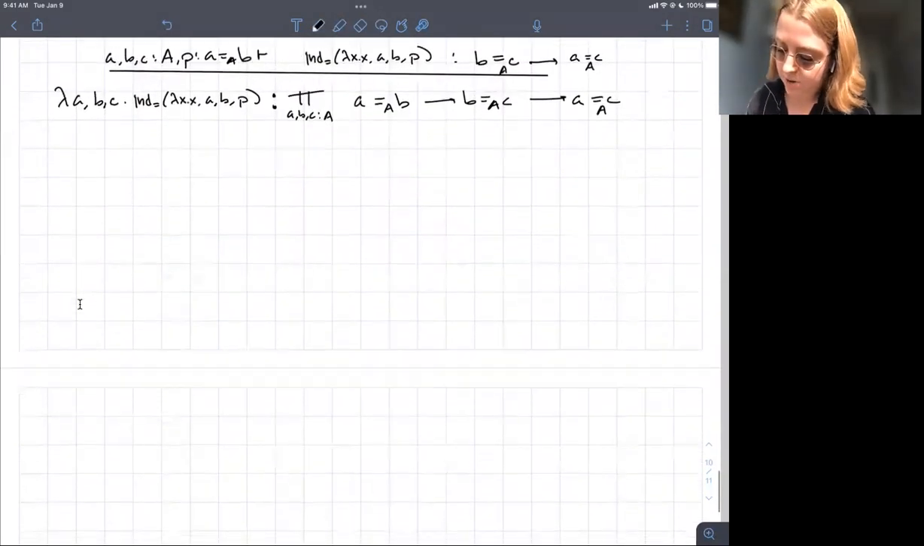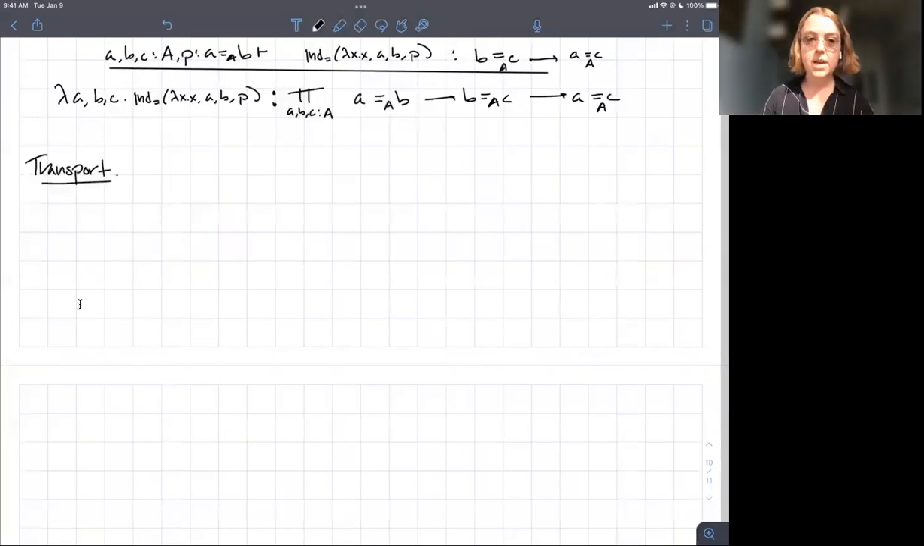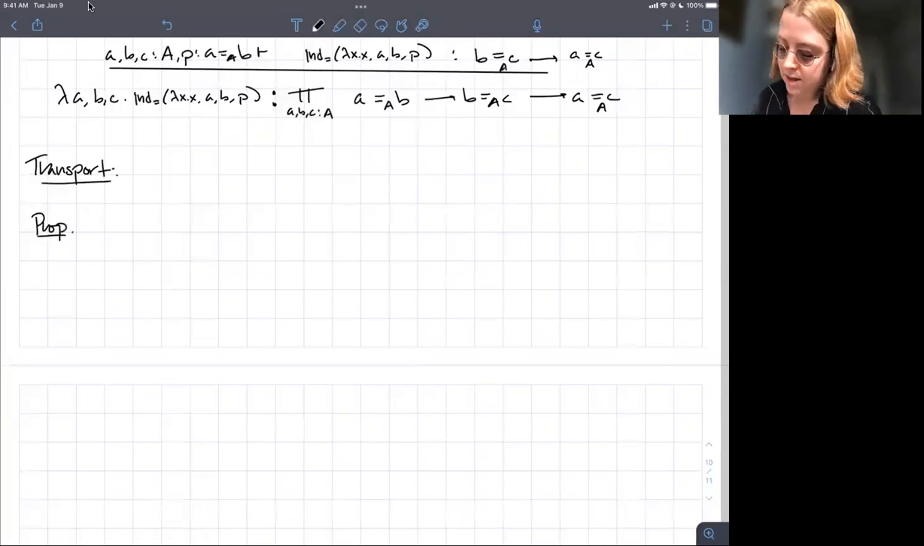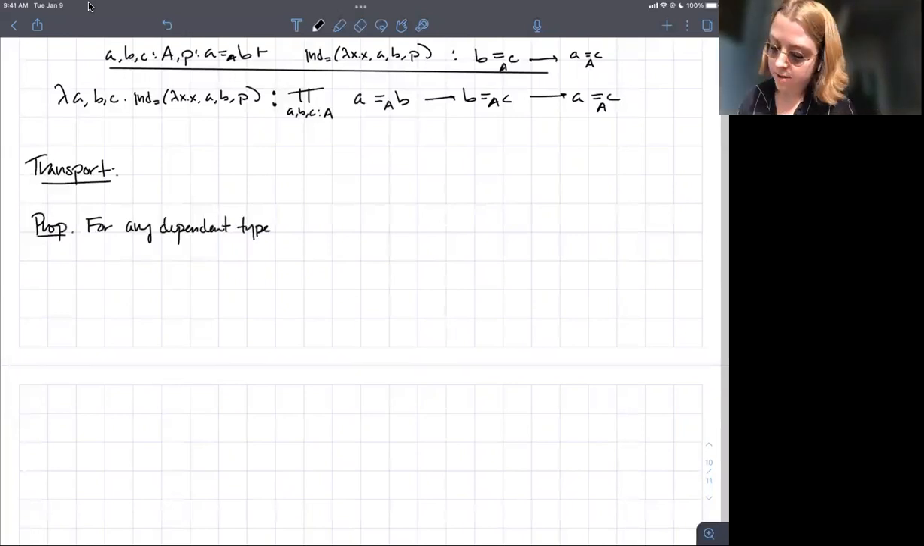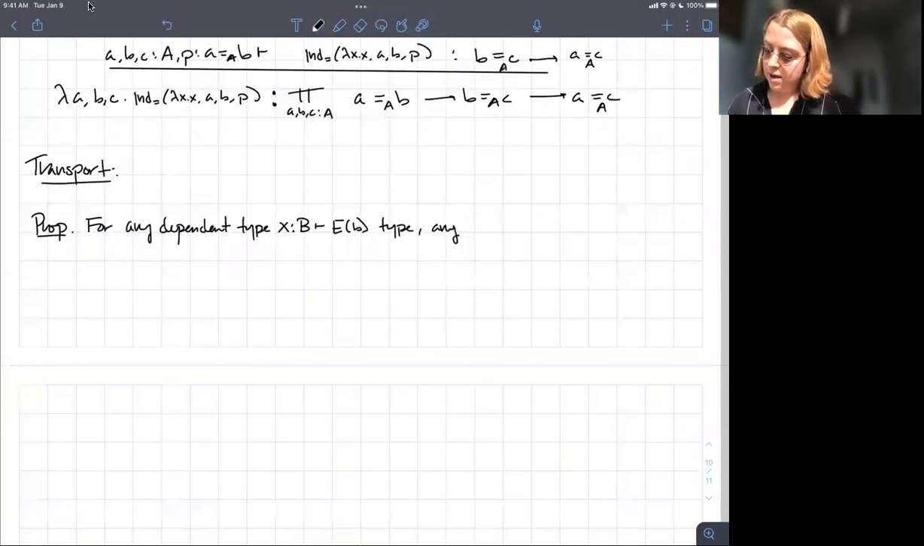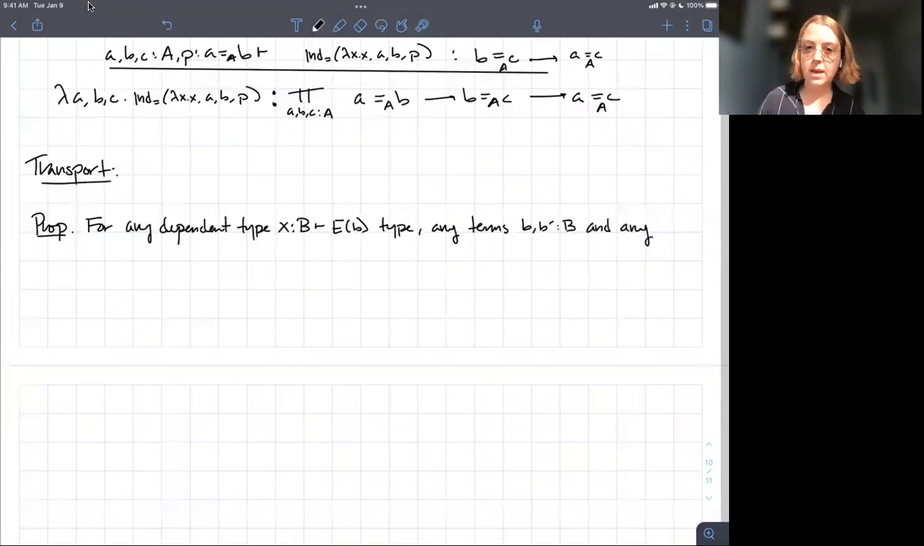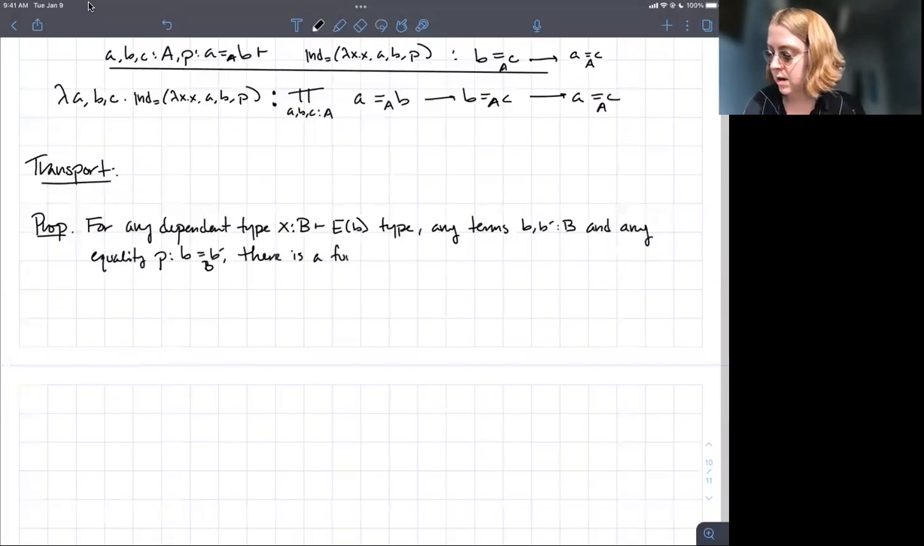Okay, in the time remaining, I want to quickly talk about transport. This is also very important. And maybe, well, let's see how much I can say about transport. Okay, what is transport? So transport says that for any dependent type, let's call it E over B, any terms B and B prime in B, and any equality P from B to B prime in B, there is a function that we're calling TR.